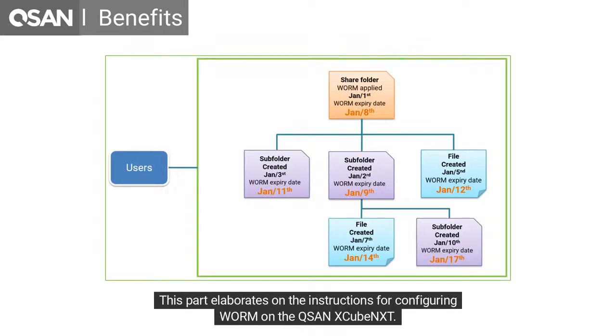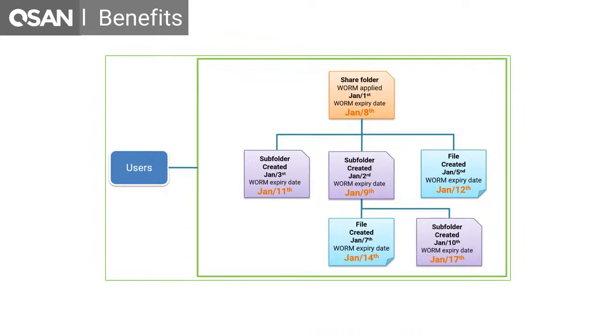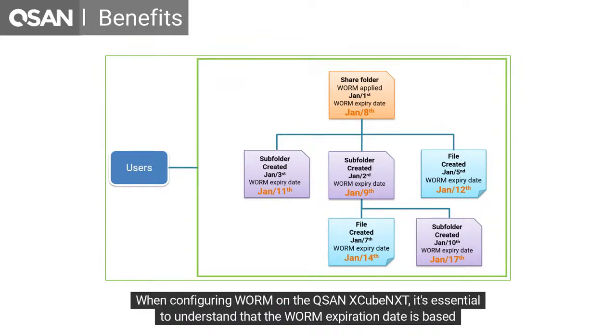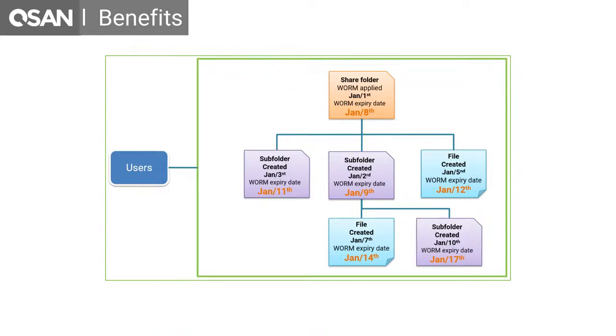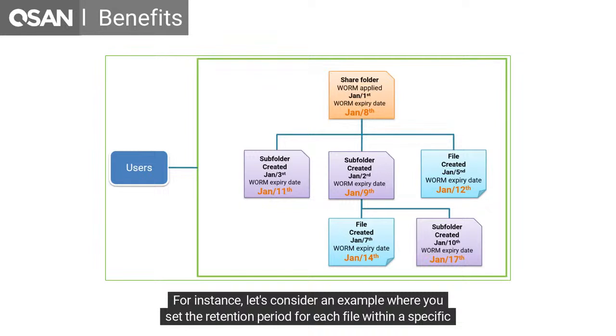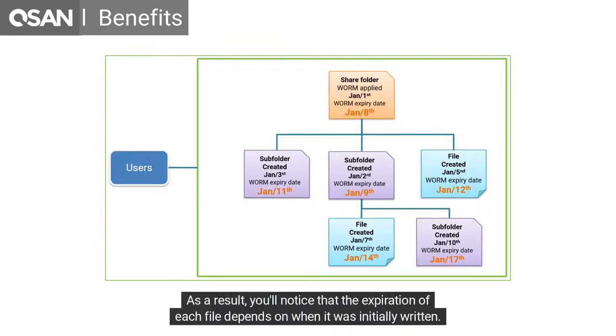This part elaborates on the instructions for configuring WORM on the QSAN X-Cube NXT. When configuring WORM on the QSAN X-Cube NXT, it's essential to understand that the WORM expiration date is based on the retention period of individual subfolders and files. For instance, let's consider an example where you set the retention period for each file within a specific folder. As a result, you'll notice that the expiration of each file depends on when it was initially written.